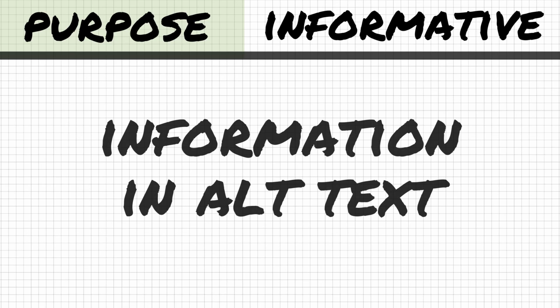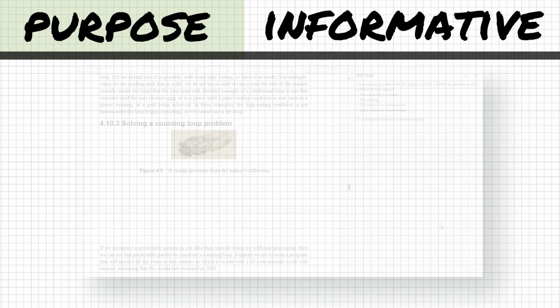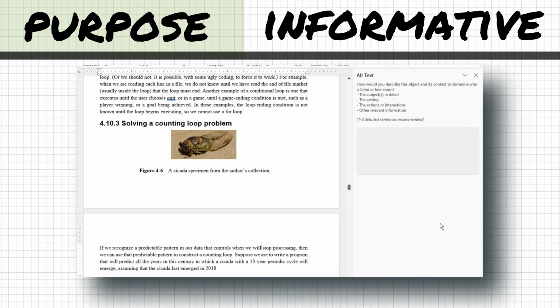I have an example from one of my textbooks. In this section of the book, I'm writing code to predict the years cicadas will emerge, and I have a photo of a cicada captioned "A cicada specimen from the author's collection." Is this a decorative image? After all, it's a programming book and not an entomology book. I don't think it's decorative, though, because if a student doesn't know what a cicada is, this image clearly communicates that a cicada is an insect. So I might write in the alt text, "A cicada is an insect."